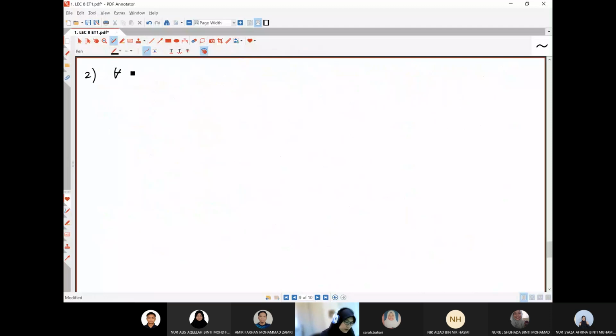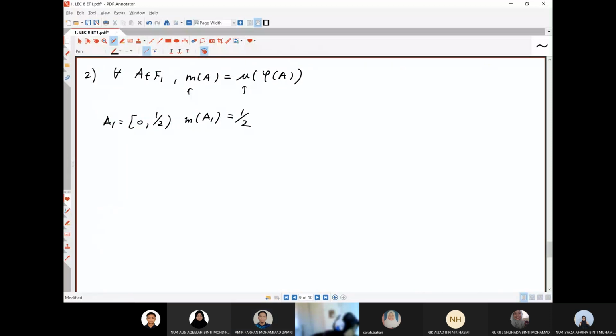So for any A in F1, I have M of A is equals to mu of phi A. Kenapa saya guna M? M kat sini untuk diadik, mu kat sini untuk Bernoulli. Mu1, mu2 kan? Okay, now A1 tadi is from 0 until 1/2. So measure of A1 berapa? Senang je. 1/2. Sebab 1/2 minus 0.